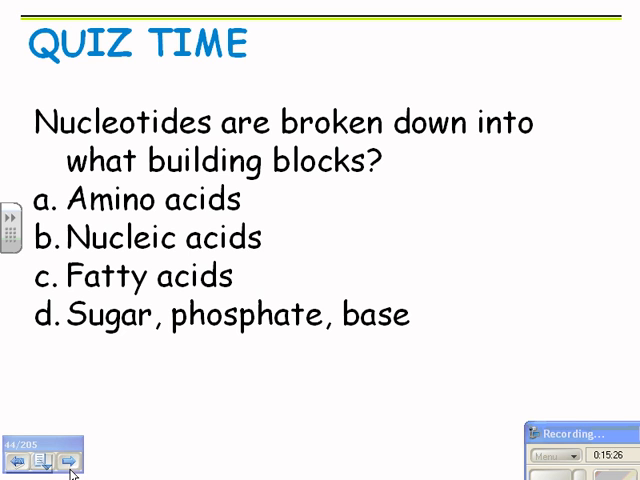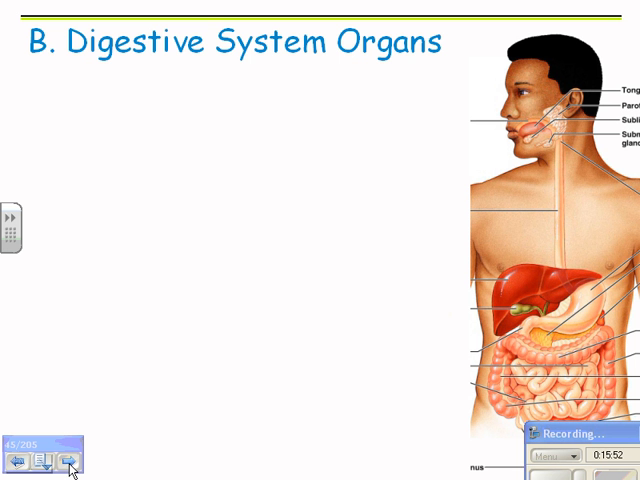Okay, nucleotides are broken down into what? Amino acids, nucleic acids, fatty acids, or sugar phosphate base? Be careful. What are nucleotides made out of? They're the monomers, so it must be sugar phosphate base. Excellent. This thing itself is the complex monomer, which is made out of sugar phosphate base. This is the monomer made of monomers. It's sort of three monomers, a monomer made of other things.